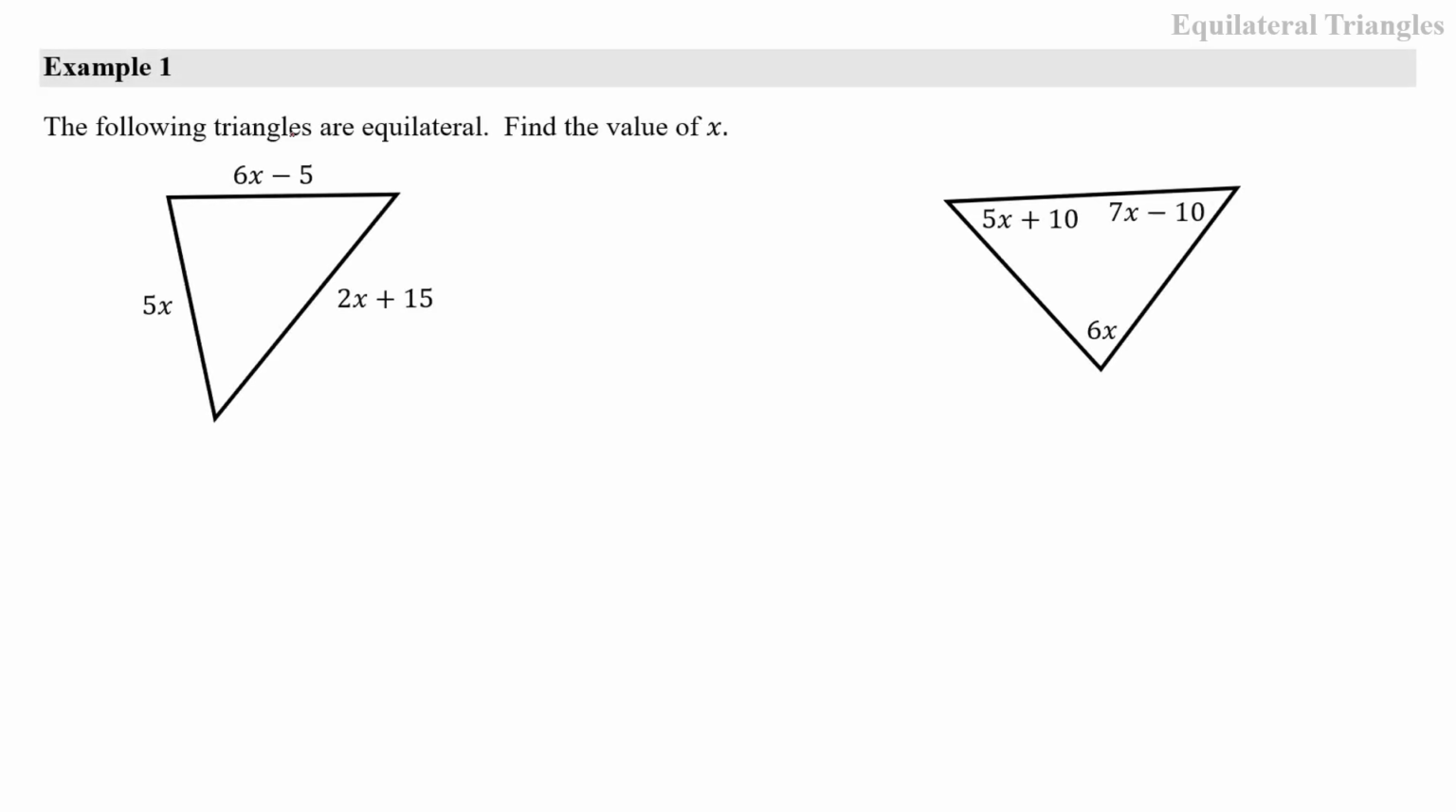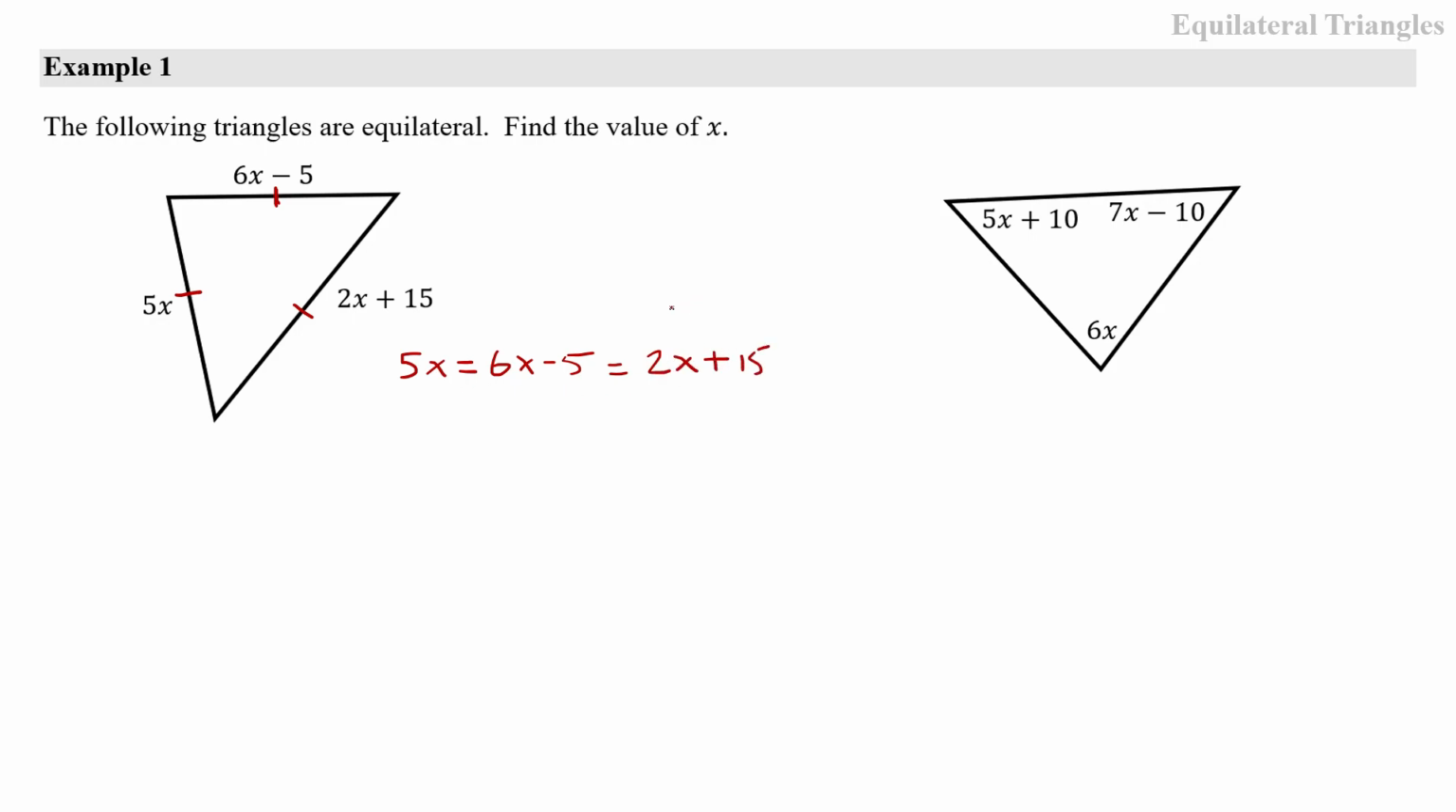The two parts here say the following triangles are equilateral. Find the value of x. Remember, if this is equilateral, all sides are equal. Now, if all sides are equal, then I can say that 5x is equal to this top side. I see a lot of people try to do this: they say if I know all three are equal, then 5x equals the top one, 6x minus 5, and that's equal to 2x plus 15, which is true.